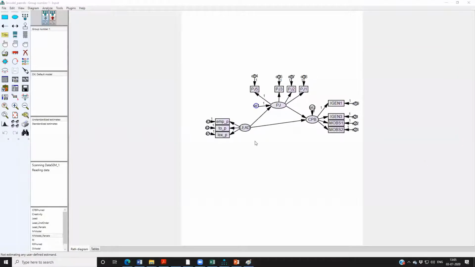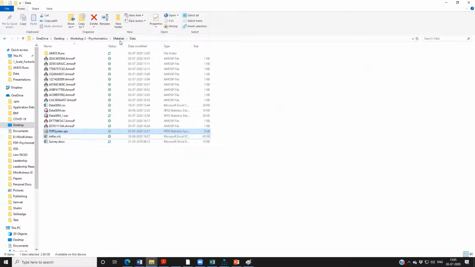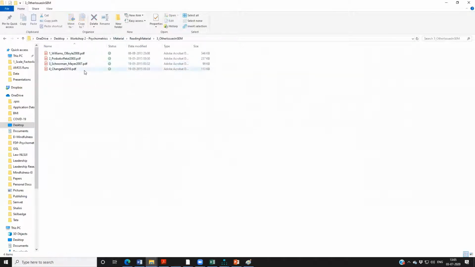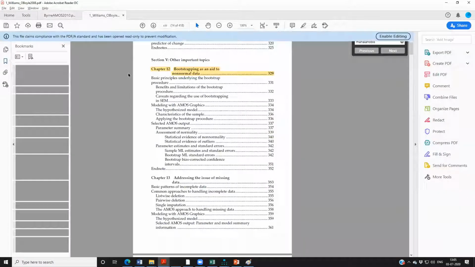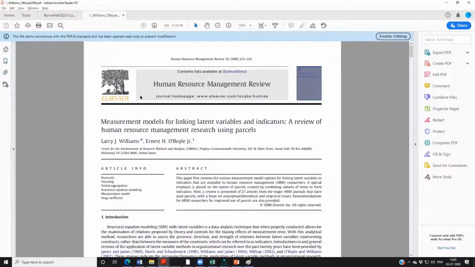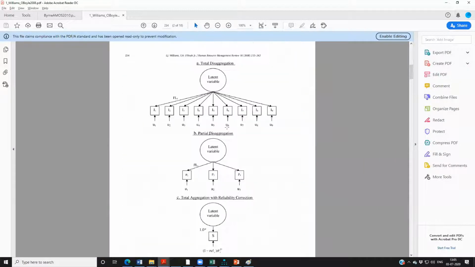Now, this is a good way to reduce the number of items. And if you look at the material folder, in the reading, I have given you other issues in items. So this first paper, measurement models for latent variables and indicators, a review of human resource management research using parcels. So this is a paper that you can actually cite.